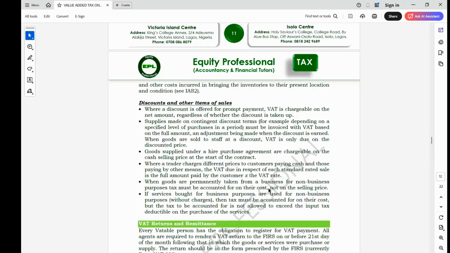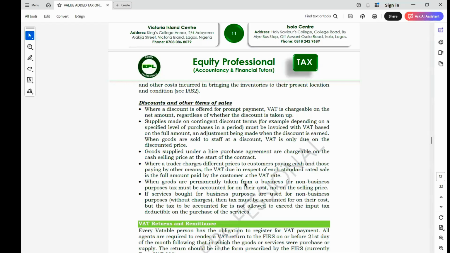Why? Because that item you want to take will have suffered what? Input VAT. So if you are not charging VAT, that means what? You are going to end up telling the government to refund you what? Input VAT on an item that you are using for your personal purpose.